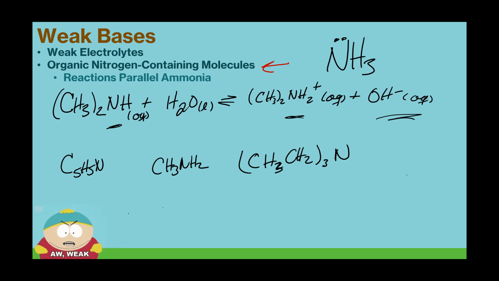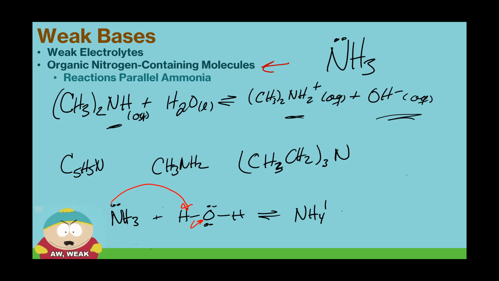Okay, we could look at it this way. If we draw our water out, we can say that this lone pair grabs this hydrogen and this bond turns into a lone pair. We'll make ammonium and hydroxide. All these things would be aqueous. This is a weak electrolyte situation.